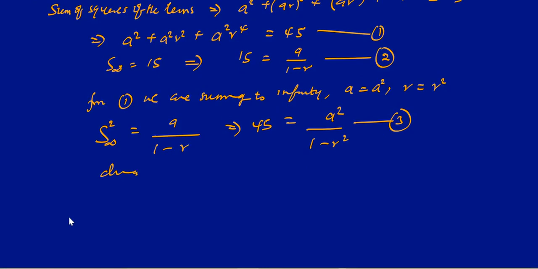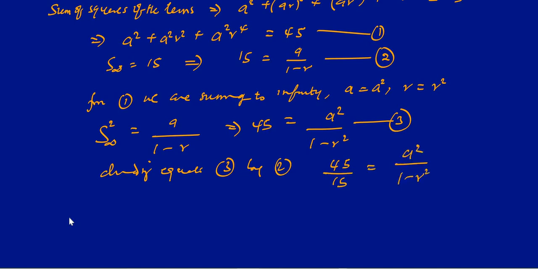Dividing equation 3 by equation 2, that means 45 all over 15 is equal to A squared over 1 minus R squared divided by A all over 1 minus R. This implies that 3 is equal to A squared over (1 minus R)(1 plus R), considering the difference of two squares, times (1 minus R) all over A.